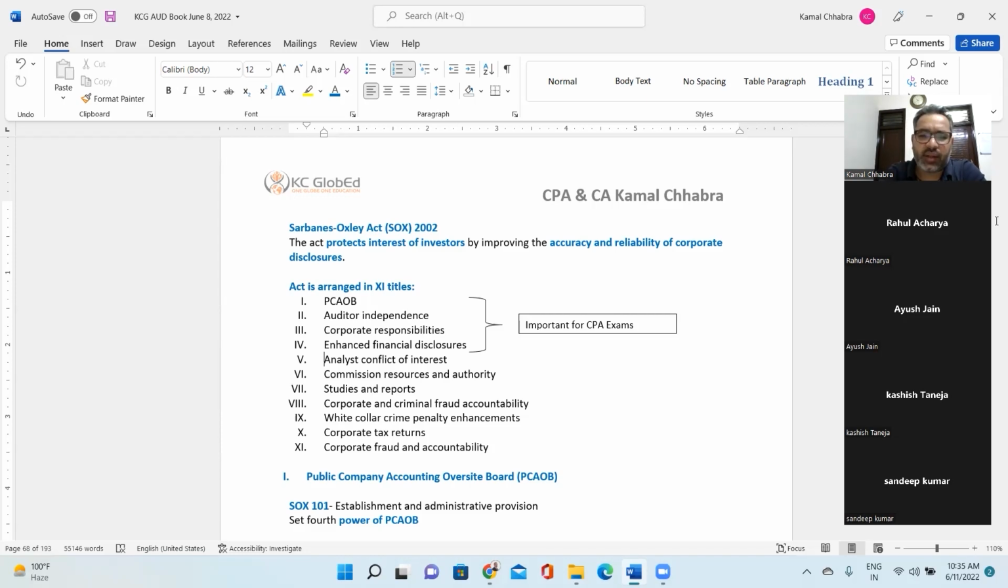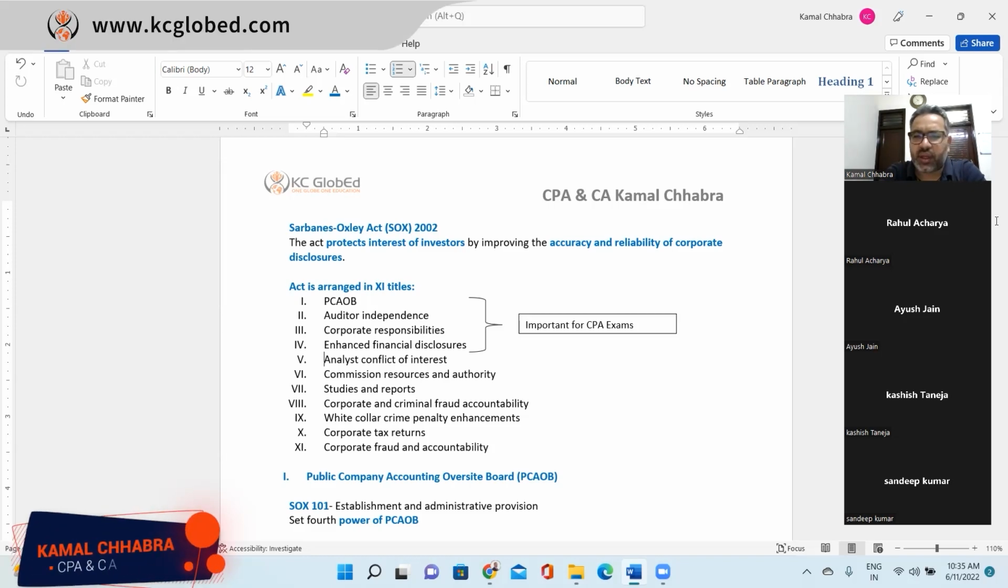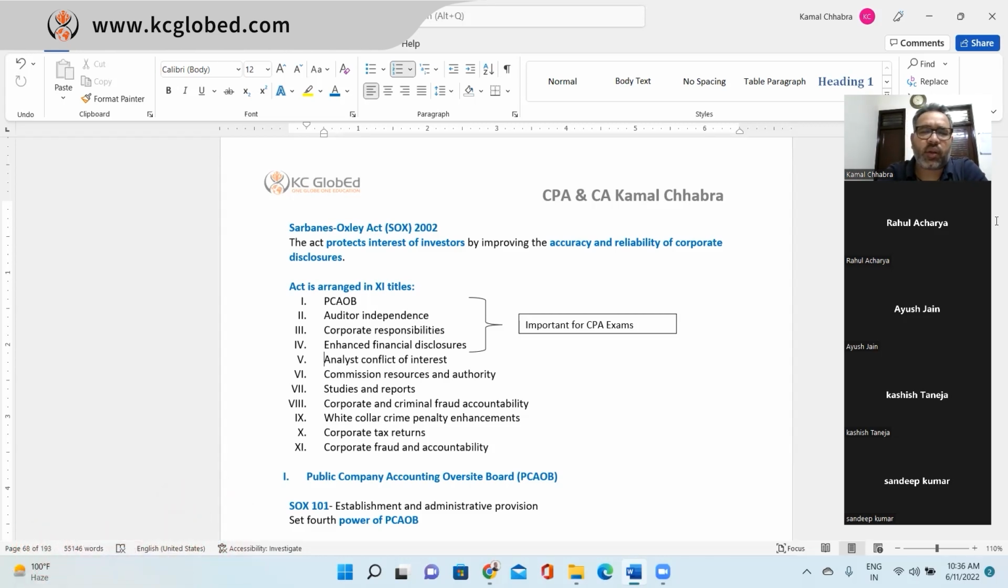In addition to that, there are Titles 6 to 11, which are not much tested in your CPA exam, so we will not be covering those in detail. We'll be covering in detail Titles 1, 2, 3, and 4. But just for your information, Title 5 analyzes conflict of interest. So when there is a conflict of interest between the auditor and the auditee, how it is analyzed in view of SOX 2002.